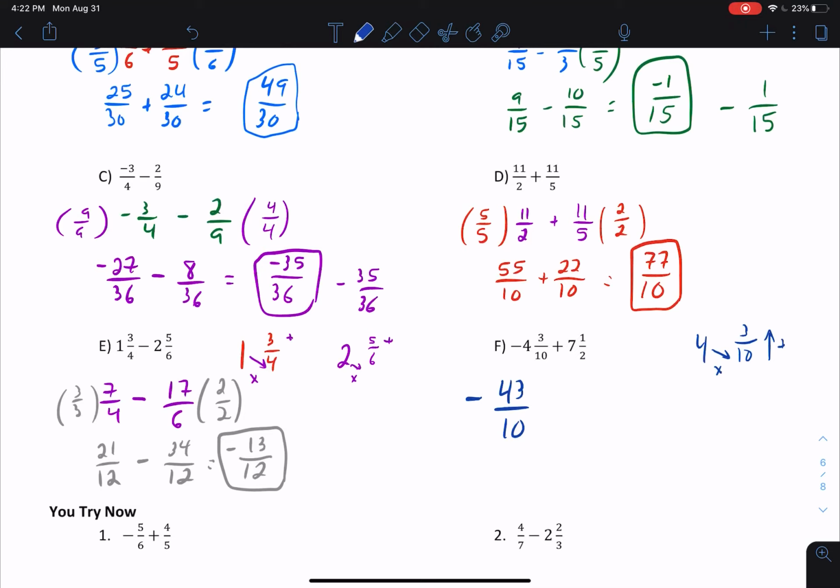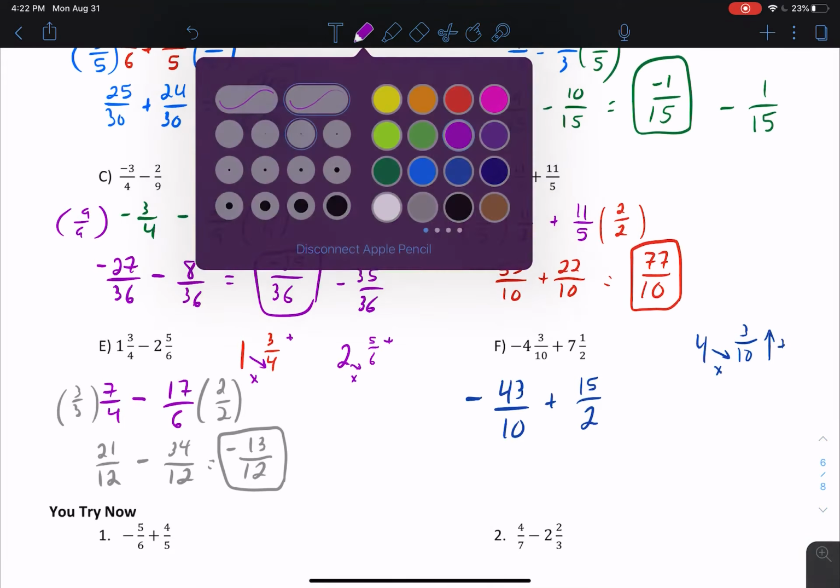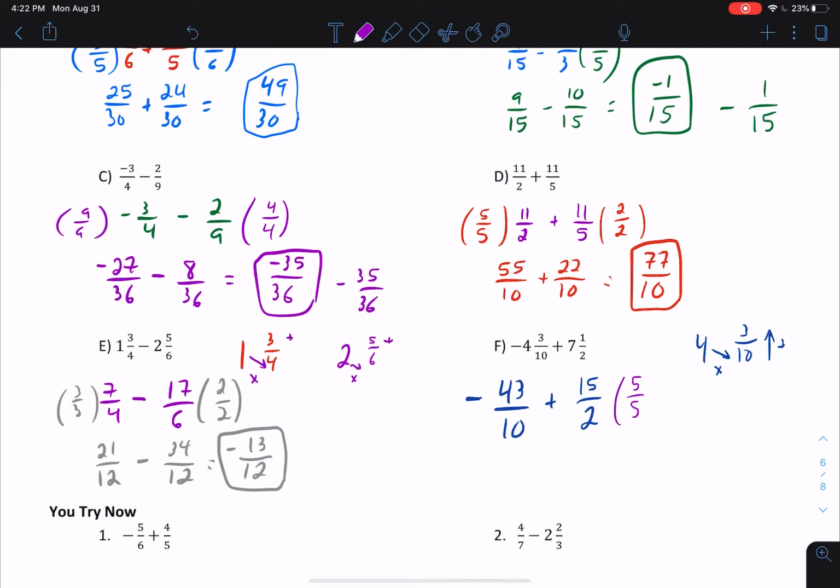And then 7/2. 7 times 2 is 14. 14 plus 1 is 15. So 7/2 becomes 15/2. All right, my common denominator between 2 and 10 is going to be 10. So I'm going to multiply the second fraction by 5/5. The first fraction can stay as is because it has a denominator of 10. The second fraction is going to become, not 30, 15 times 5, 75/10.